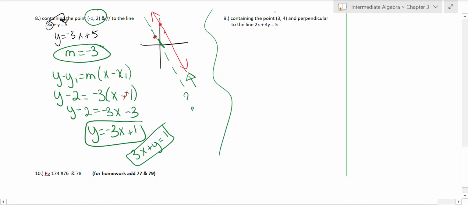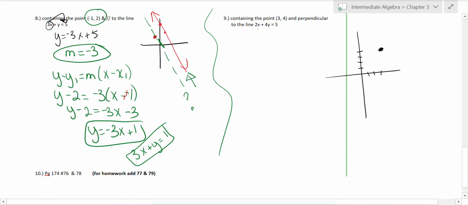Number 9 is similar, but this time I have a point at 3, 4, and it's perpendicular to this equation. And let's put this in slope-intercept so we can just get a quick glance of what that looks like. Although this might not be the easiest. Actually, let's do intercepts.